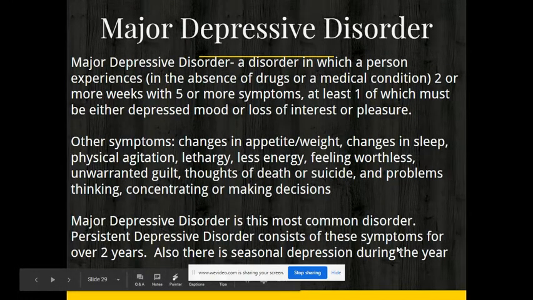There's versions that are more severe. There's versions that are just seasonal, come during types of the year with the weather and stuff, all kinds of things.